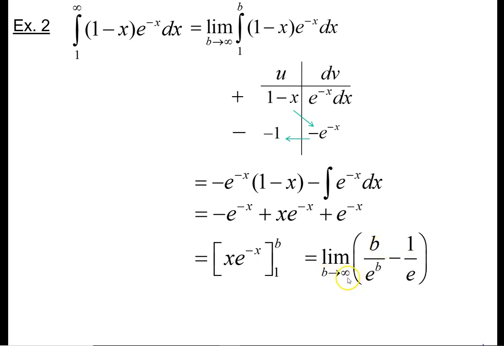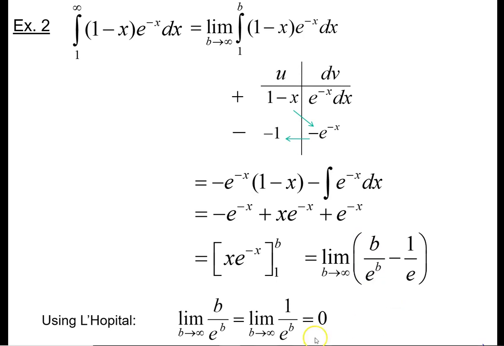Well, as b approaches infinity, e to the b is exponential. Remember, exponential far outpaces the polynomial. So this denominator is going to get larger faster, which means this whole fraction is going to go to 0. Here, actually, I broke it down using L'Hopital's rule, which you could do. The limit of b over e to the b would be infinity over infinity. Take the derivative of the top and bottom, giving 1 over e to the b, which would go to 0.